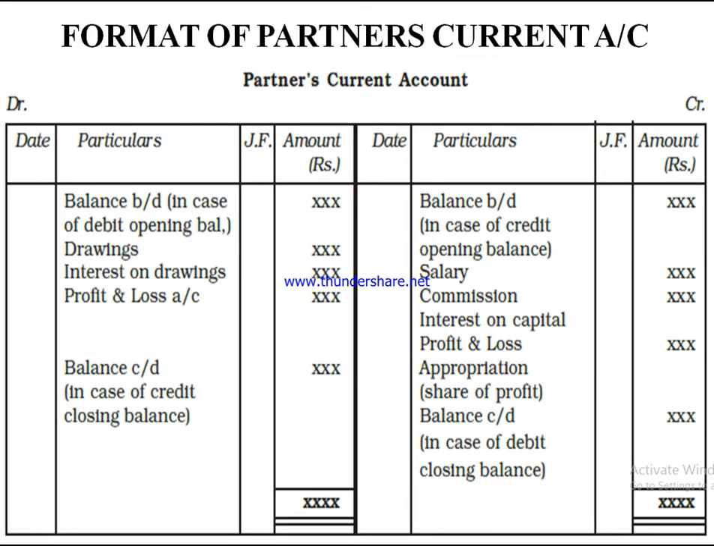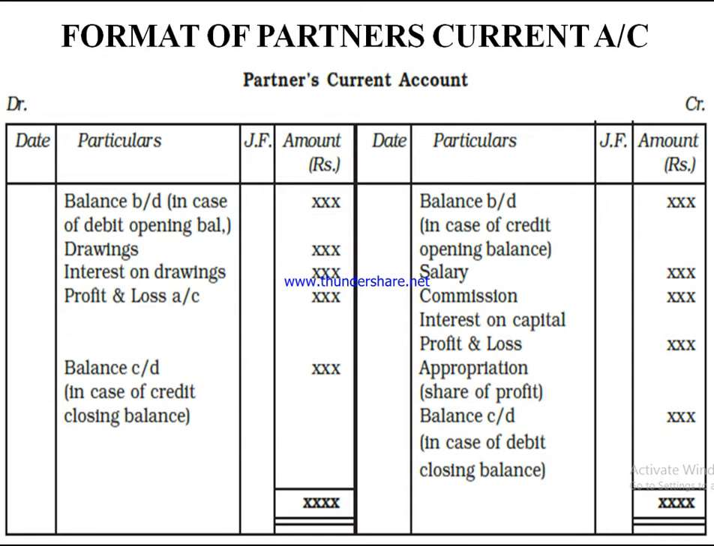Now the format of current account. This is the format of current account. Again we have the debit side with date column, particulars and amount, and on the credit side also we have date, particulars and amount. Here we need to remember that whatever is beneficial for the partner will be shown on the credit side, and whatever is either an expense or loss to the partner will be shown on the debit side. This is a very important point that you need to remember.